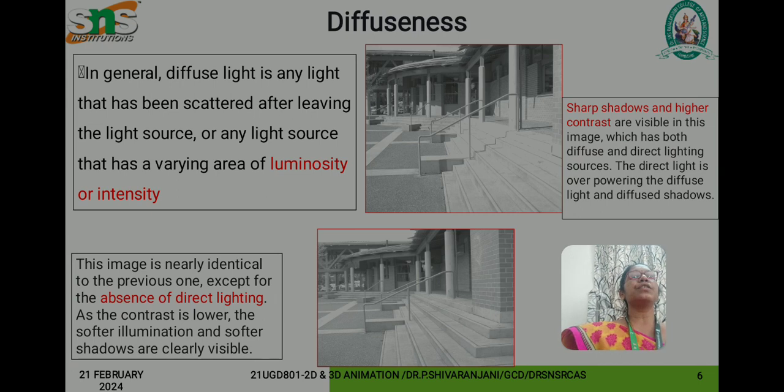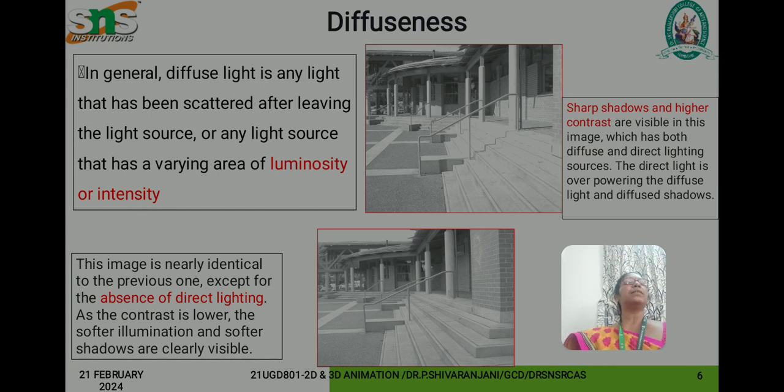The next property of the light is diffusion. Generally, diffused light is any light that has been scattered after leaving the light source, or any light source that has a variety of areas of luminosity or intensity. So you can see the two different types of images.